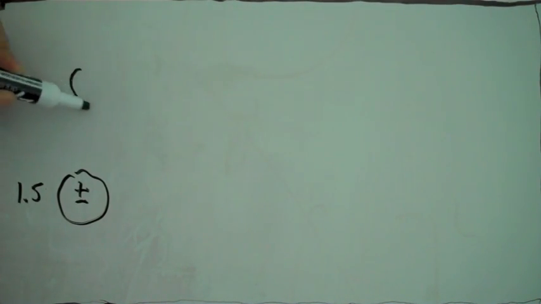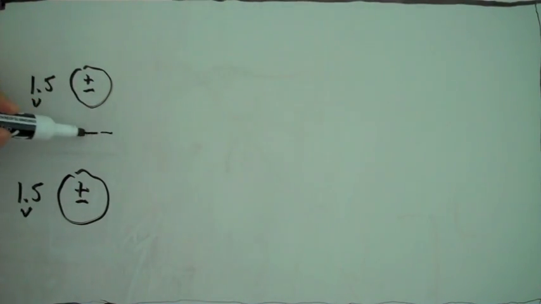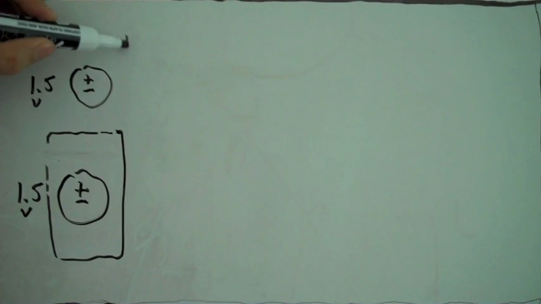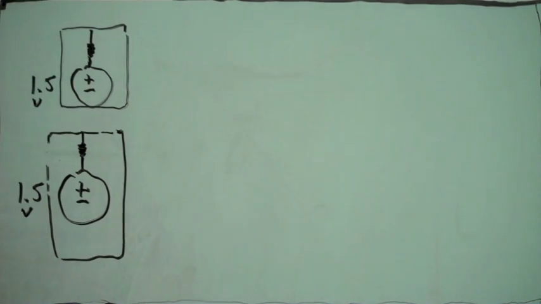So in this problem we have two batteries and each of them has an EMF of 1.5 volts. And the two batteries are connected in series. So here we're going to draw the two batteries like this. And each one of these batteries has an internal resistance.